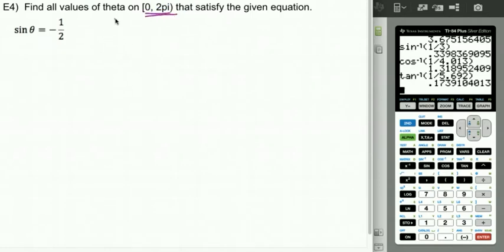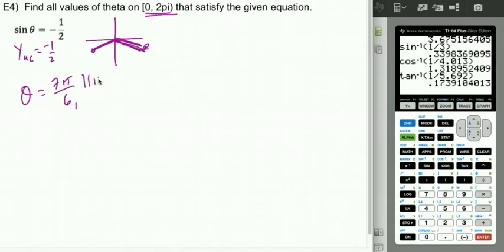I really like drawing the picture. It helps my brain. I know that sine is 1/2 at the pi over 6's, and since I want the sine to be a negative 1/2, right, this is when the y on the unit circle is a negative 1/2, I know it's this one and this one. So my answer is going to be that theta is 7 pi over 6 and 11 pi over 6. Again, you get better at this as you go.